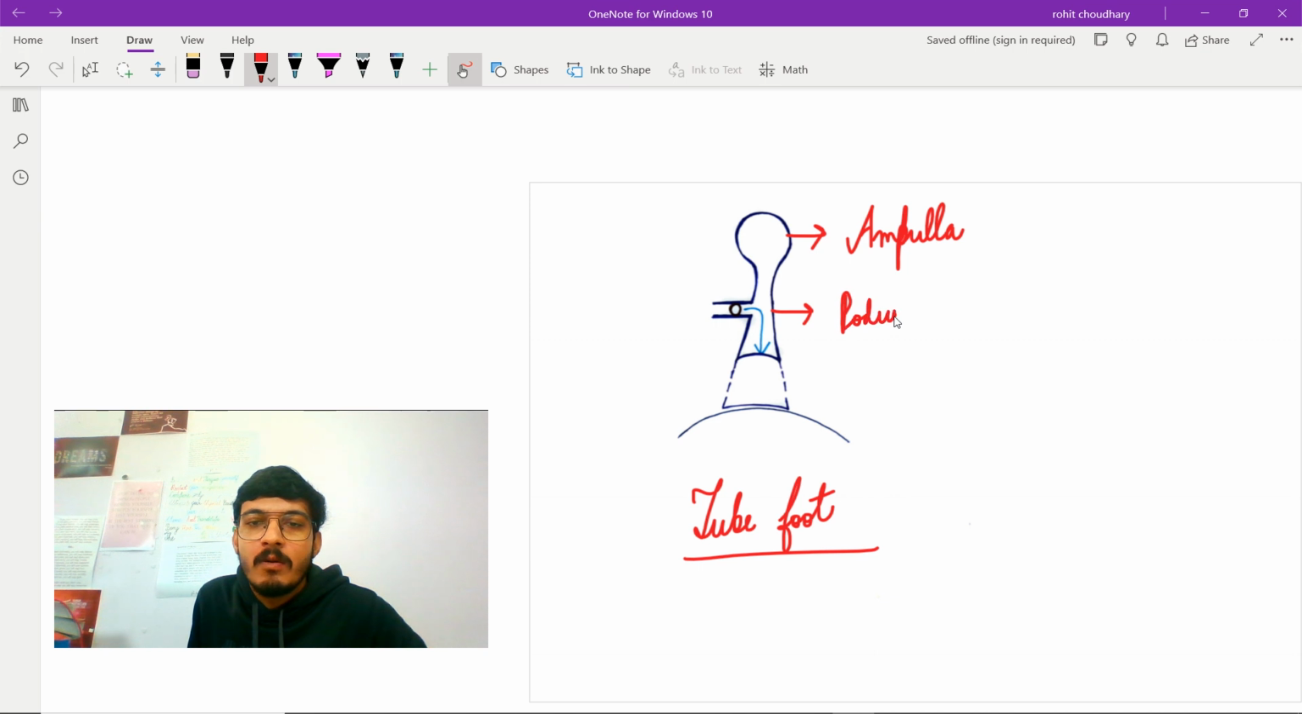This is podium, and this is sucker. So tube foot has three main parts. The first one is ampulla, the second one is podium, and the third one is sucker. Here we can see a valve present, and through this valve water entry occurs in the tube foot. Water enters through this valve into the tube foot.